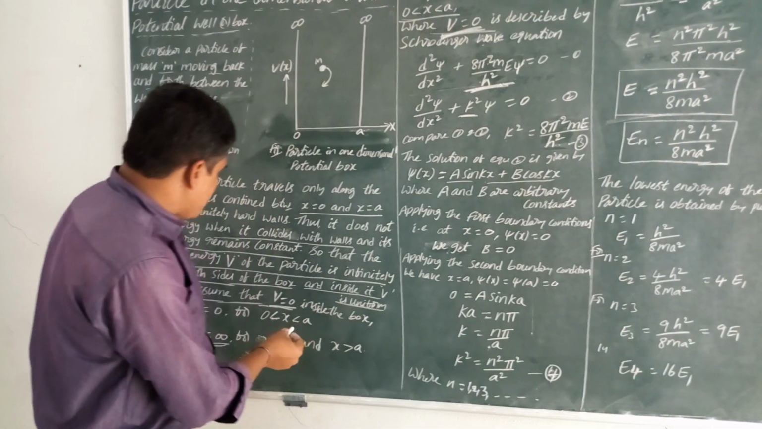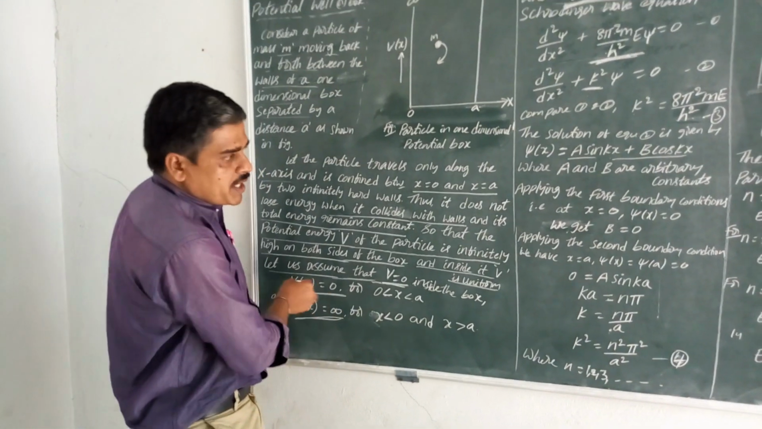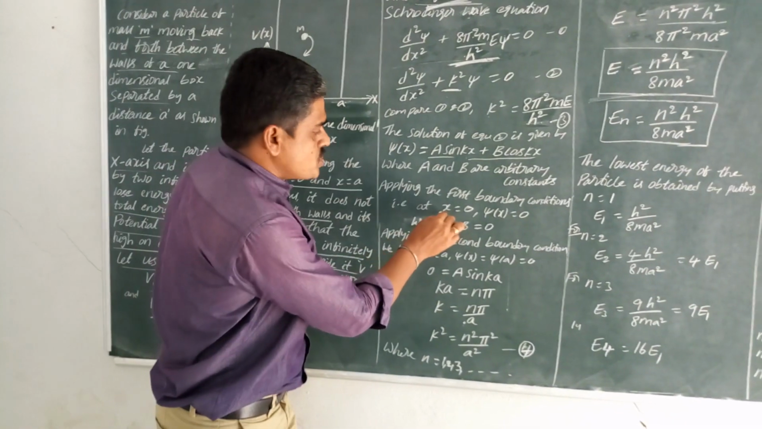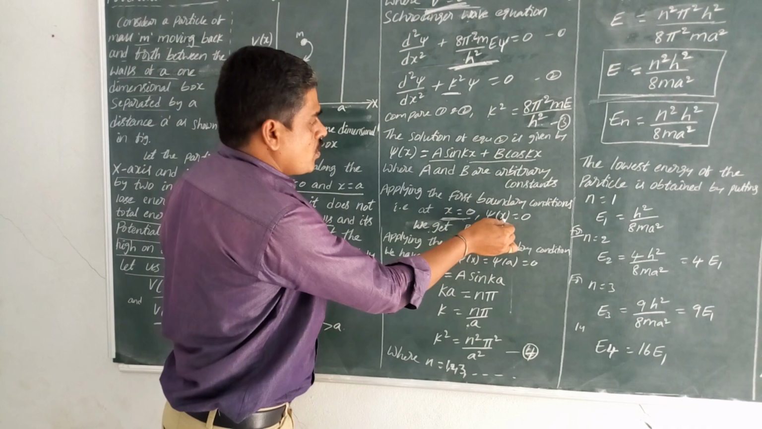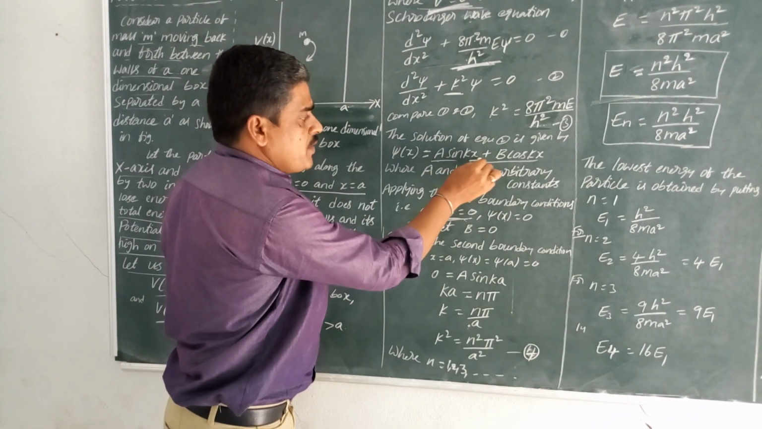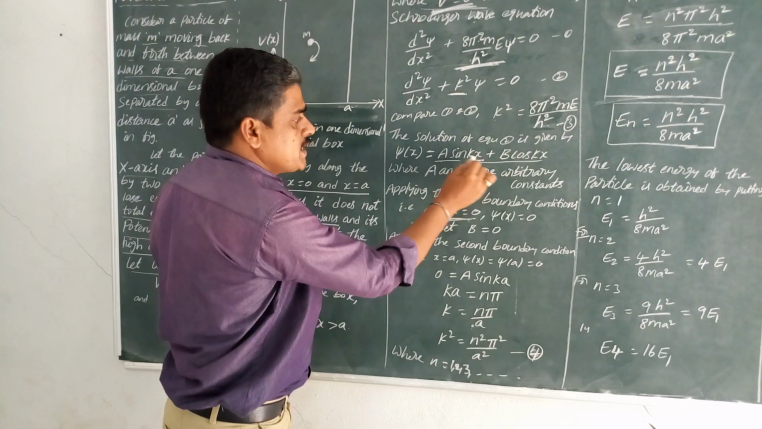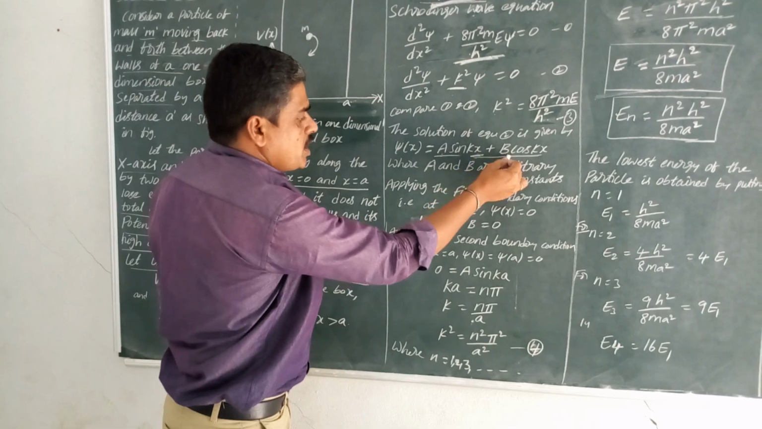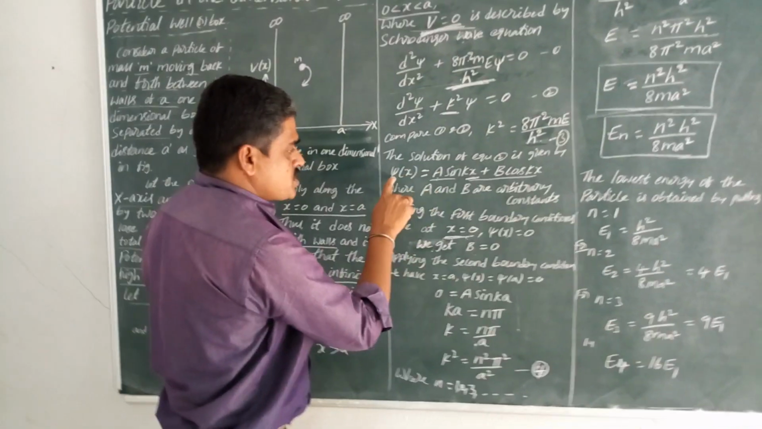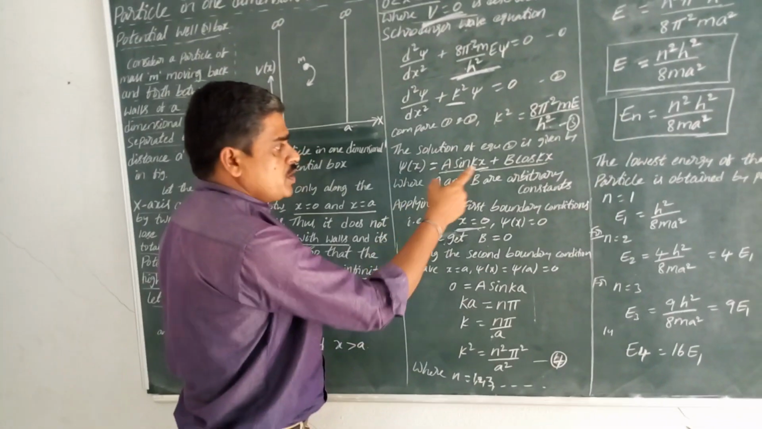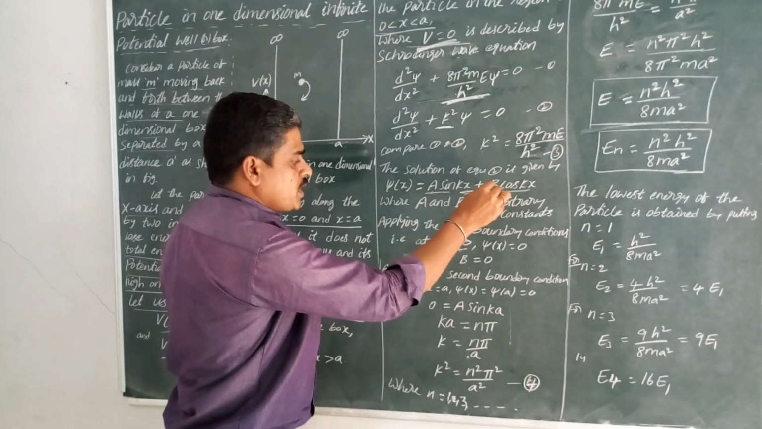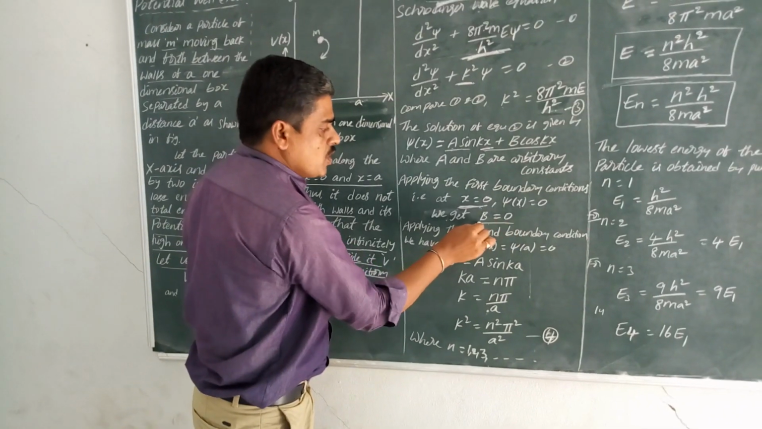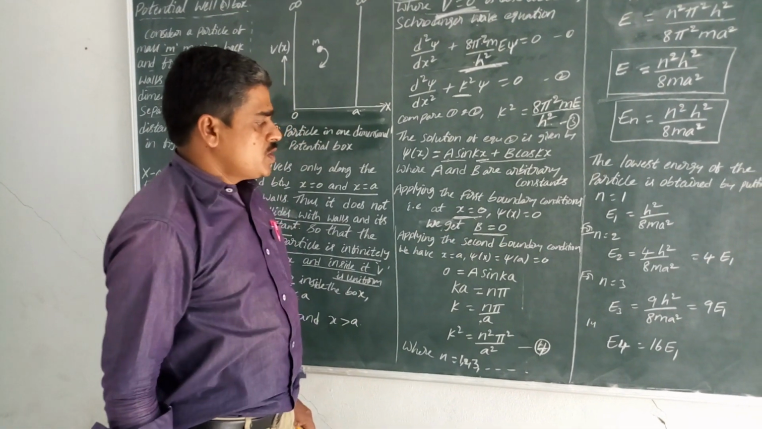Applying the first boundary condition, that is x is equal to 0, psi of x is equal to 0. Substituting x equal to 0, sin 0 is 0, and cos 0 is 1, then we get b is equal to 0.